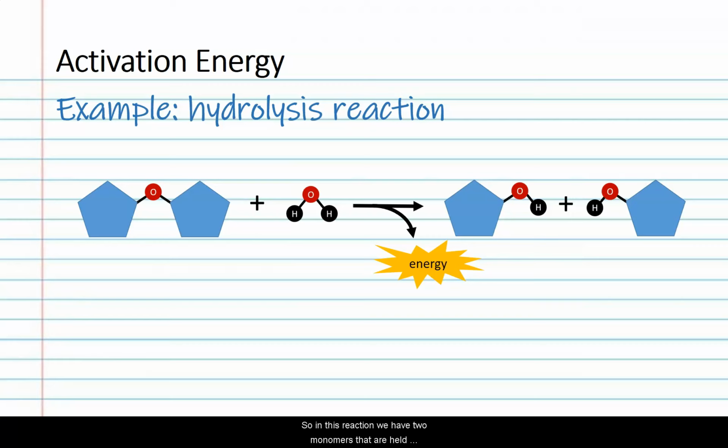So in this reaction, we have two monomers that are held together by a bond, and then we have our molecule of water. Those are going to be our reactants. We're going to break the bond between our two monomers, and we're going to break the bond between the hydrogen atom and the hydroxyl group within the water molecule. So we're going to be rearranging atoms as this chemical reaction proceeds. Now again, this reaction is energetically favorable.